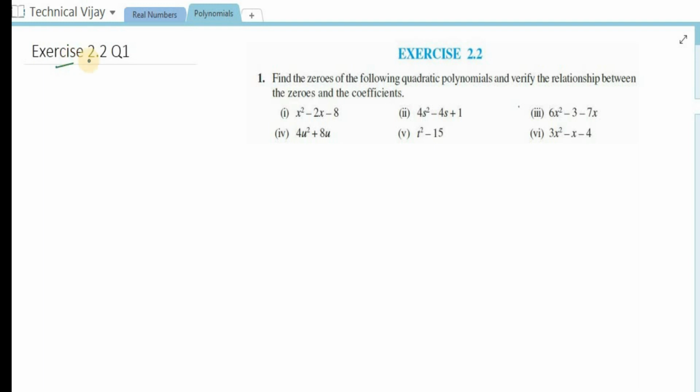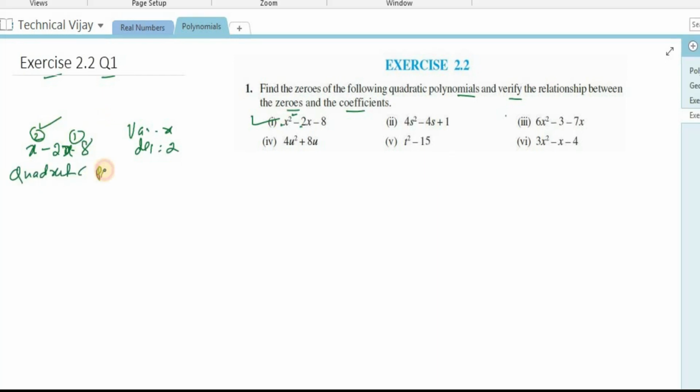So in this Exercise 2.2, question number 1, here in this question, find the zeros of the following quadratic polynomials and verify the relationship between the zeros and the coefficients. So the zeros of this polynomial and the coefficients of this polynomial. Here these are quadratic equations, because see, the degree of these equations is 2. So first we will take the first case, that is x square minus 2x minus 8. Here the variable is x and the degree is 2, because the highest degree in the polynomial is 2 only. This is 2, this is 1. So 2 we will consider. So this is a quadratic polynomial.